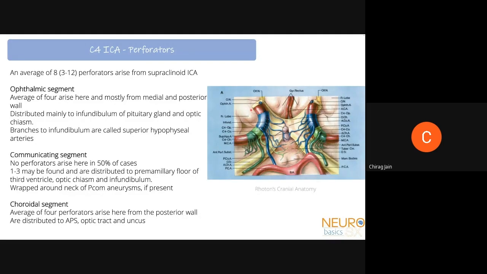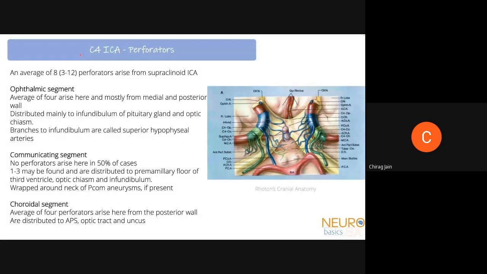Okay, so this can get slightly complicated, but it is important to understand the basic fundamental idea of ICA perforators and why they're important. About 8 perforators will arise from the supraclinoid ICA itself, and most of these perforators are going to be running medially and downwards, and they're going to be predominantly supplying structures we can see over here: the optic nerve, the optic chiasm, the optic tract, the pituitary, the stalk, and other structures which lie in the floor of the third ventricle. So that's the basic idea over here.